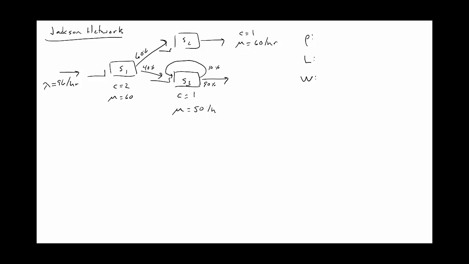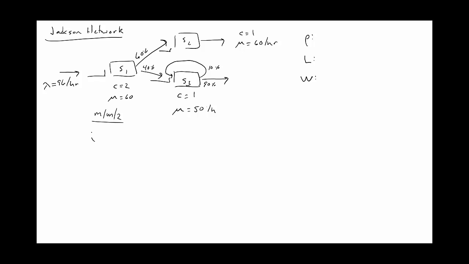So if we look at just S1, we can see that we have an arrival rate of 96 per hour. We have a capacity 2 server, we have a service rate of 60. And so if we think about this independently, we can assume that we have an M/M/2 queuing system. Again, this assumes that my arrivals are Poisson and my service times are exponentially distributed, which let's just assume they are for the time being. And now we can analyze this M/M/2 queuing system exactly how we did in the previous video.